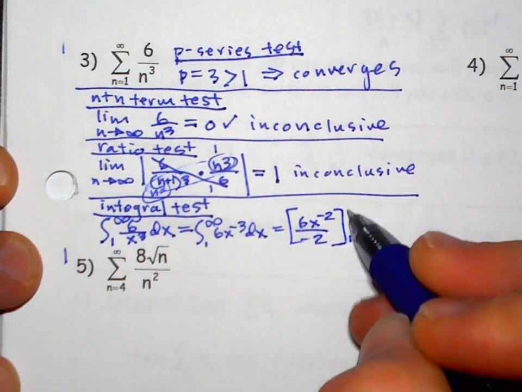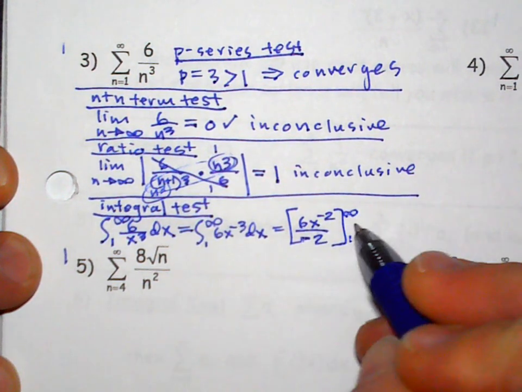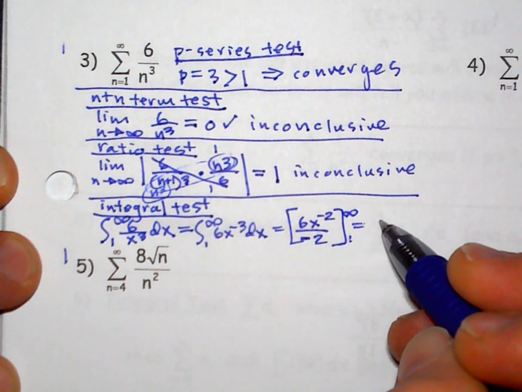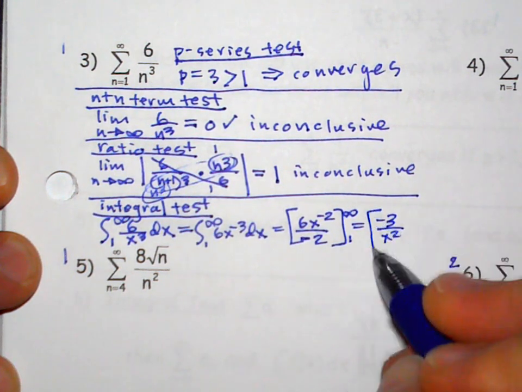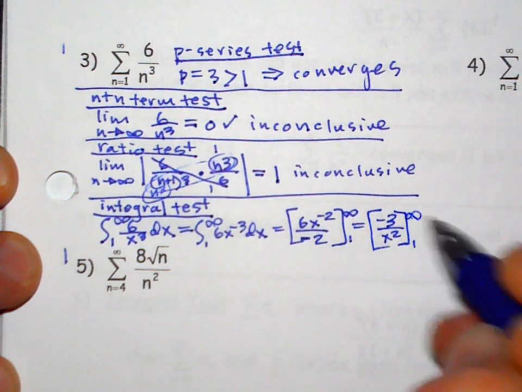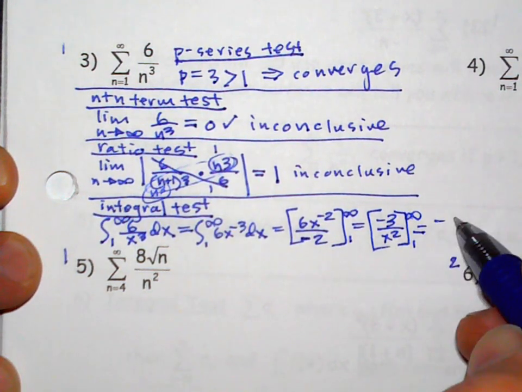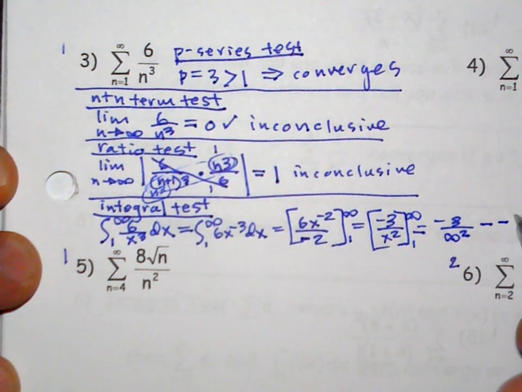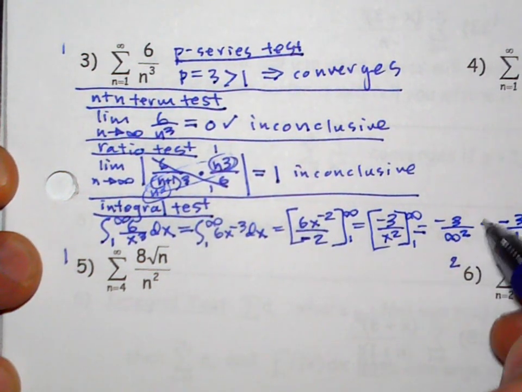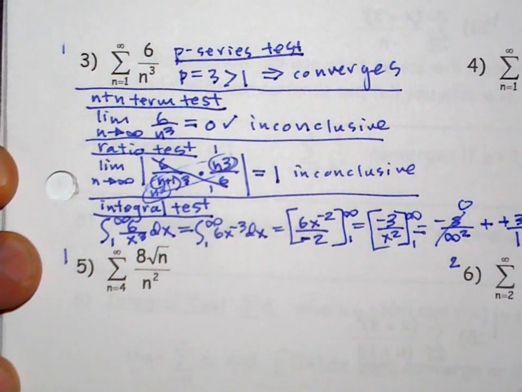And we're being lazy here and just writing all these infinities and stuff. I'd probably rewrite this as negative 3 over x squared first. And then if you were to plug infinity in, which technically you're not supposed to, you would get 3.